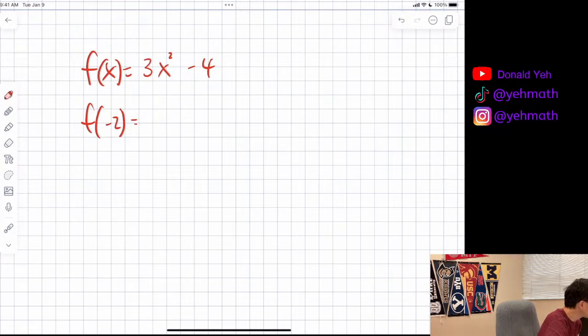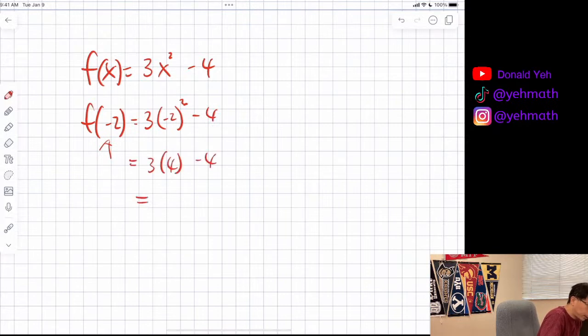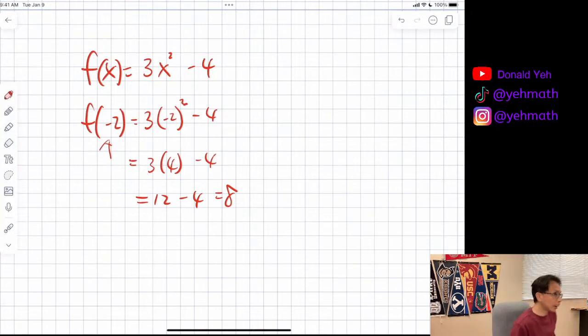Okay, then 8. Yep. So basically replace the x with -2. So you always replace whatever is inside the parentheses with x. 3 times 4, minus 4, that's equal to 12 minus 4, that's equal to 8. So that's a very easy function notation.